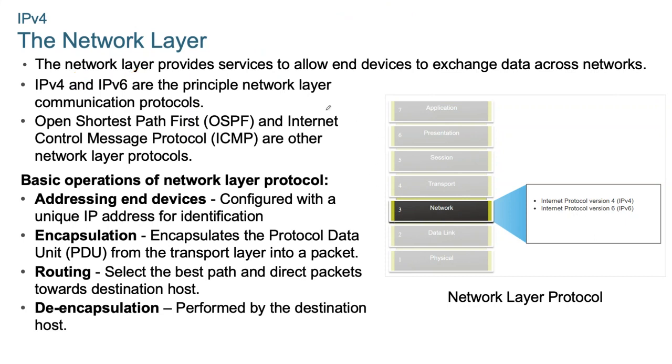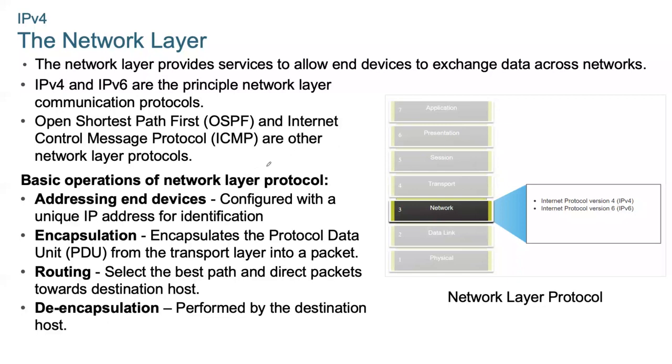So the network layer protocols are IPv4 and IPv6, and two other protocols used by the network layer. One is OSPF, Open Shortest Path First, to establish a route from source to destination in the network. And for checking the connectivity, whether the source device and the destination device are connected or not, another protocol is there. We call that Internet Control Message Protocol, ICMP.